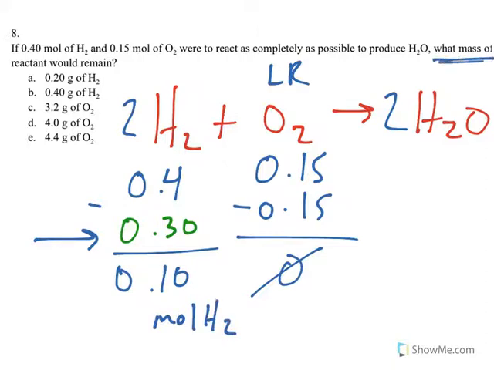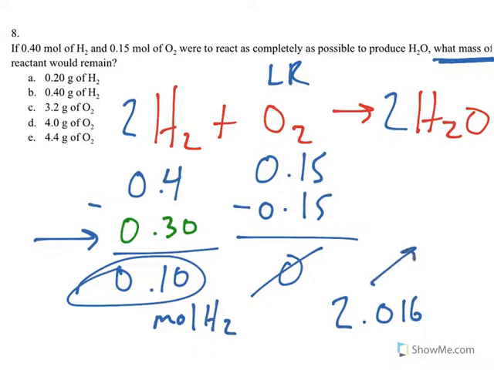Now the question asks what mass of hydrogen, or what mass of reactant, would remain. Well, the molar mass of hydrogen, since it's diatomic, is 2.016. We only have 1/10 of a mole though, so we're only going to have 1/10 that mass. There will be about 0.20 grams of hydrogen left over, which is A.